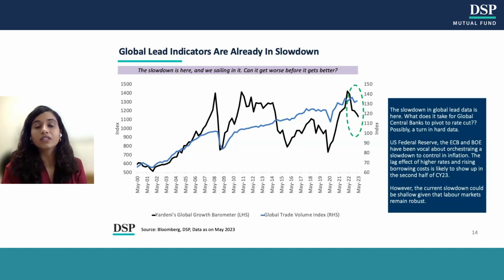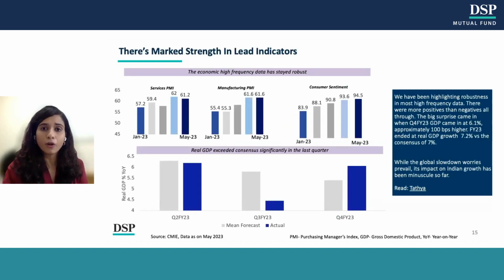saying that the chances of a slowdown cannot be fully ruled out. However, when we look at India and India's high and low frequency data, it is very difficult to find marked slowdowns. If we look at services PMI, manufacturing PMI, consumer sentiment, they're all inching up.